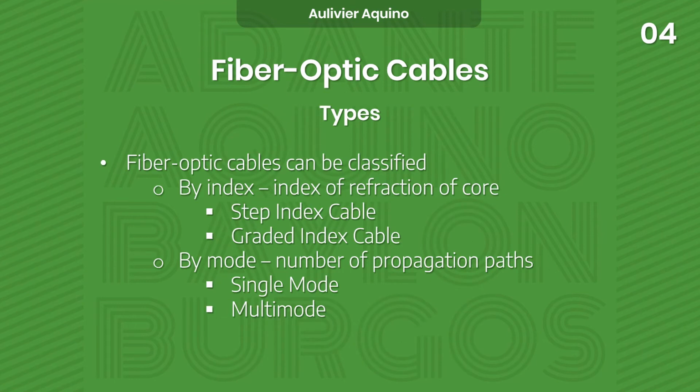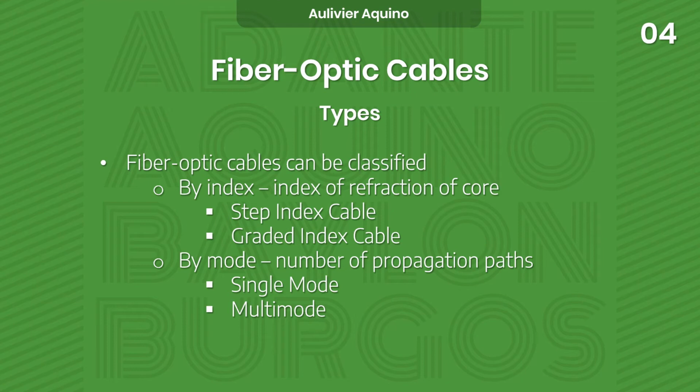Fiber optic cables can be classified in two ways: 1, by index, and 2, by mode. By index, we look at the index of refraction of the core. By mode, we look at the number of propagation paths. Under by index, we have the step index and the graded index cable. In the step index cable, there is a step in the refraction index from the core to the cladding. The core has a greater refraction index than that of the cladding.